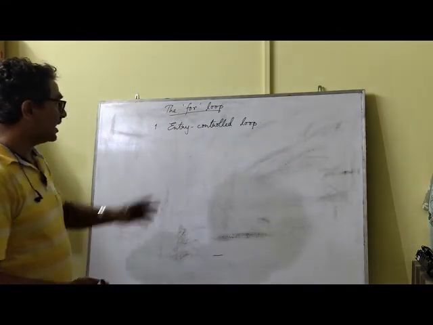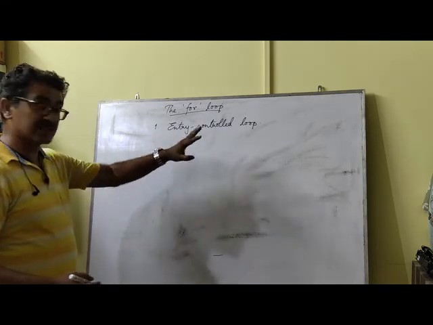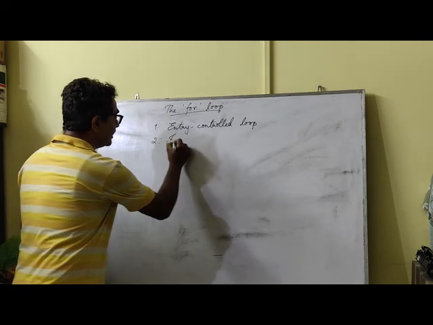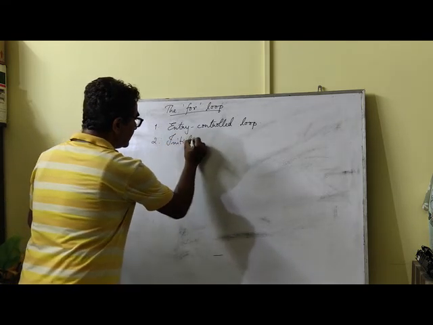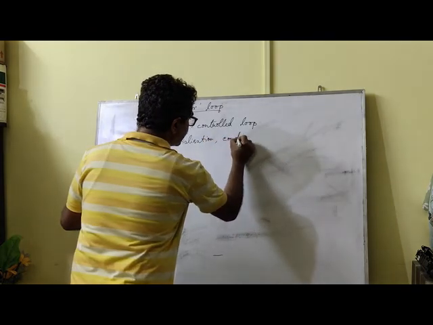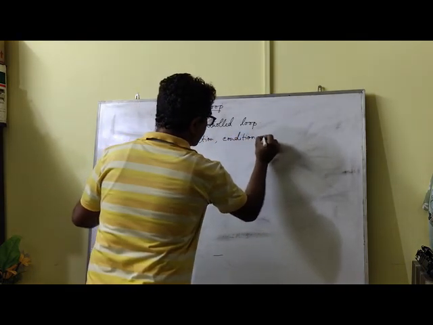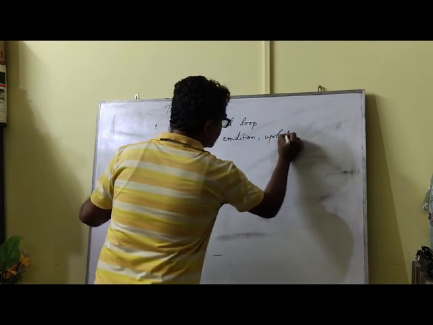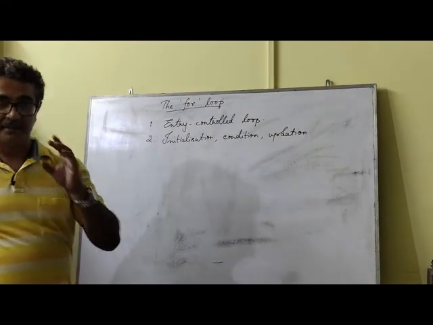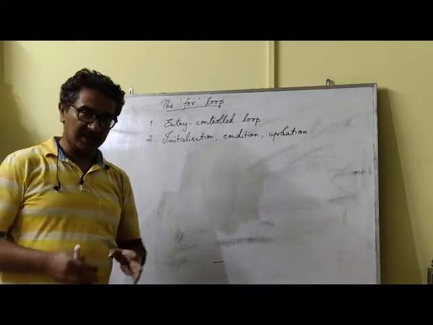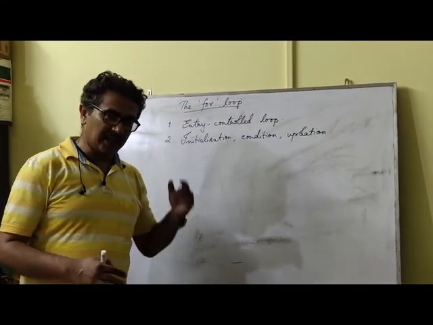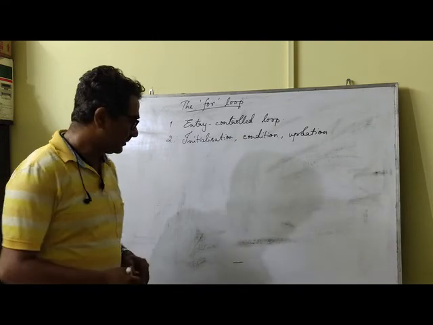So here the for loop, the first characteristic was entry control loop. Next, initialization, condition, also called test expression, and updation are generally written on the same line. Generally, not necessarily. I'll give you examples where it is not written in the same line, but in general it's written this way.